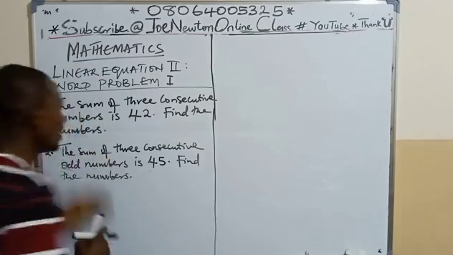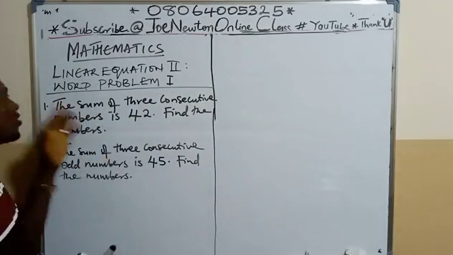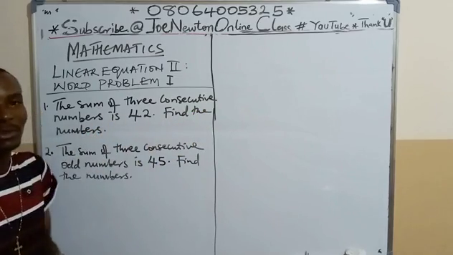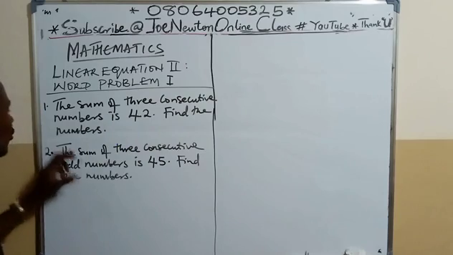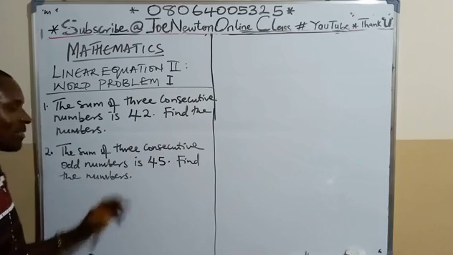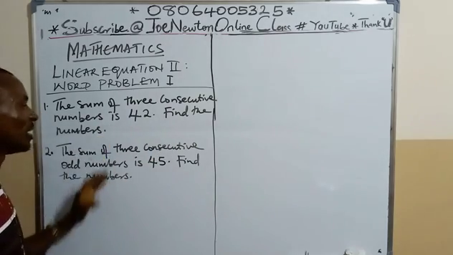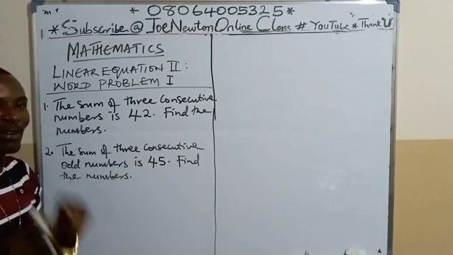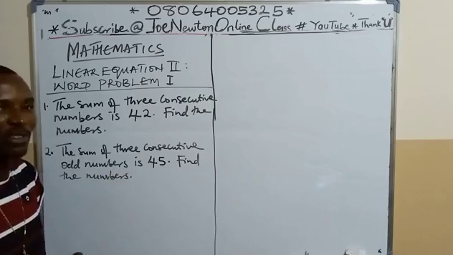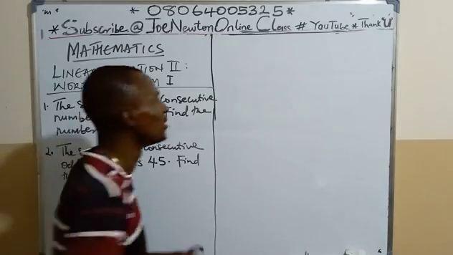Okay, the first question says the sum of three consecutive numbers is 42. Find the numbers. The second question says the sum of three consecutive odd numbers is 45. Find the numbers. If you look at these two questions, they sound similar, but there is a distinction between them. In the course of the solution, we are going to see the approaches. Now let's proceed.